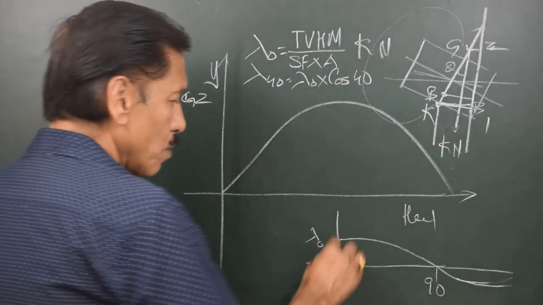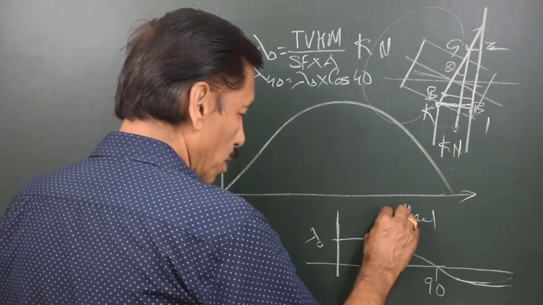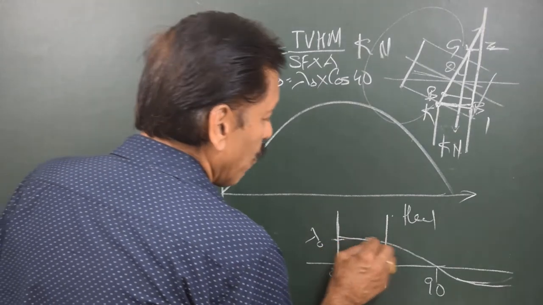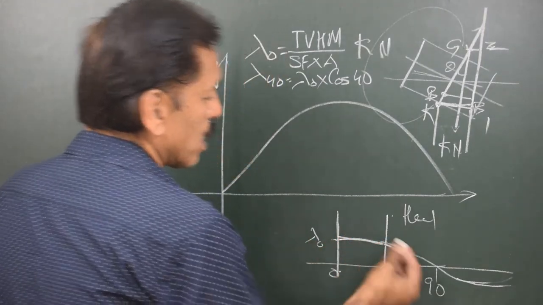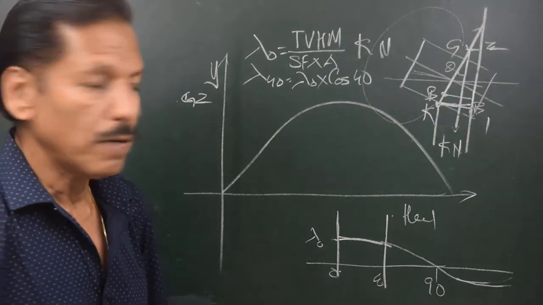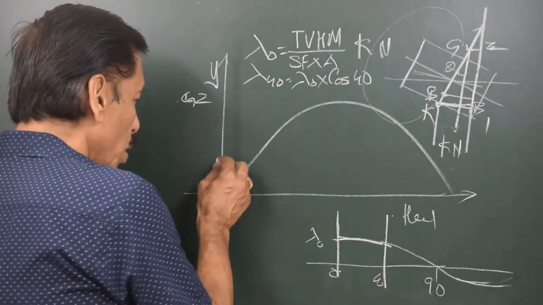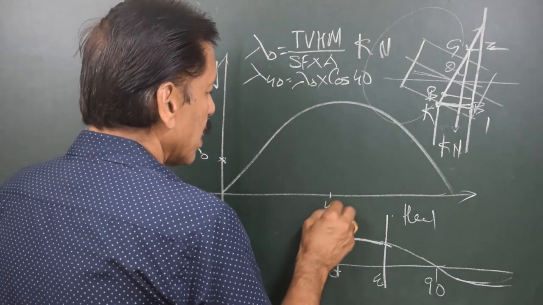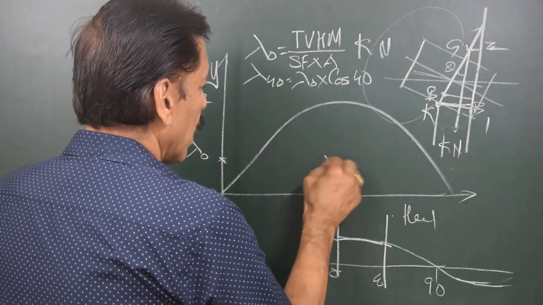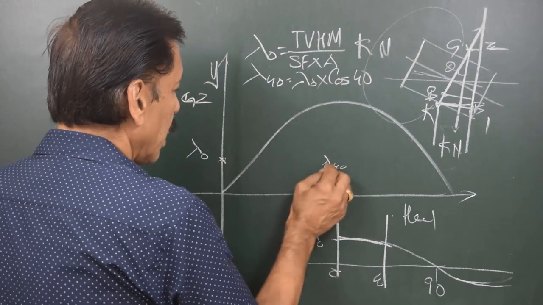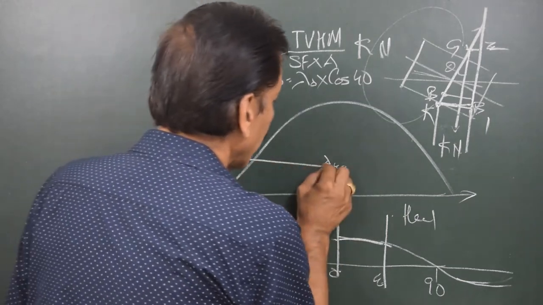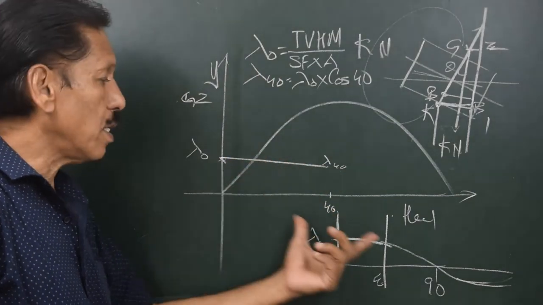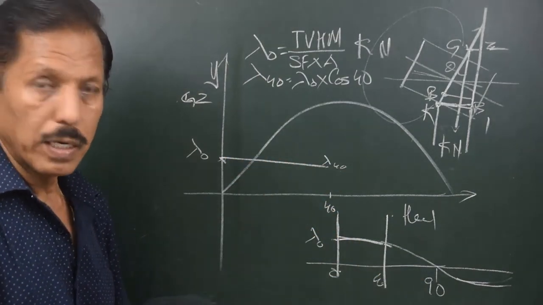What we are trying to do is draw a cosine curve from 0 degrees to 40 degrees. So we can roughly assume that it is a straight line. A small stretch of cosine curve can be considered a straight line. So what we do is mark lambda 0 here, and at 40 degrees you mark lambda 40, and then join it with a straight line. What you're trying to do is you're drawing part of the cosine curve.